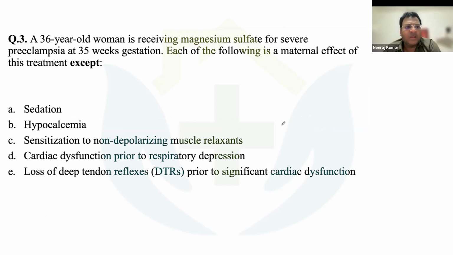Okay. Now here, a 36-year-old woman is receiving magnesium sulfate for severe preeclampsia. We have just discussed the role of magnesium sulfate with severe preeclampsia at 35 weeks of gestation. Now, each of the following is a maternal effect of this treatment except: sedation, hypocalcemia, sensitization to non-depolarizing muscle relaxant, cardiac dysfunction prior to respiratory depression, and loss of DTRs prior to significant cardiac dysfunction. So the answer here is cardiac dysfunction prior to respiratory depression.